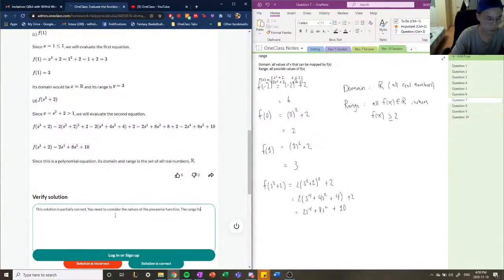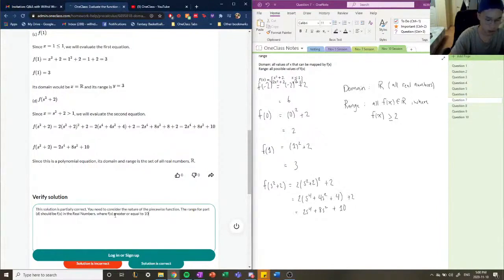The range for part D should be f of x in the real numbers where f of x is greater than or equal to 10.